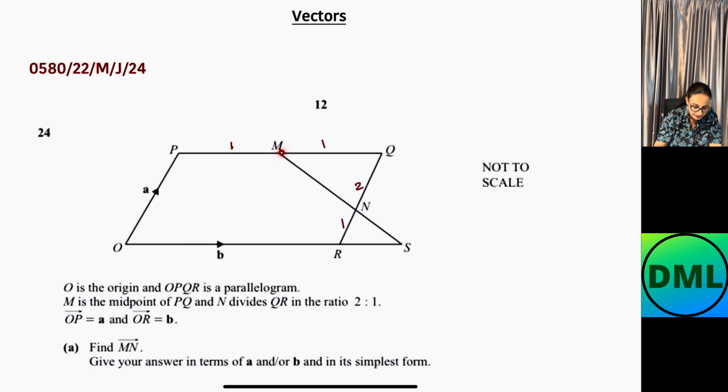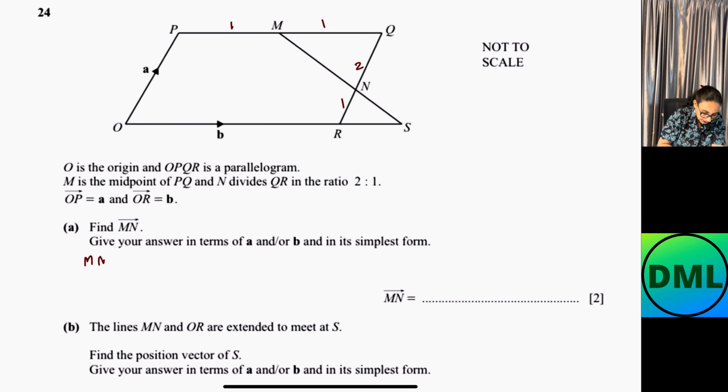MN will be written as MQ plus QN. Let's write down here. MN vector is written as MQ vector plus QN vector. MQ vector is half of the vector B. That will be half of PQ vector plus QN vector is 2/3 of QR vector. I am writing for QN vector, so I am going in this direction, so it will be written as QR vector.